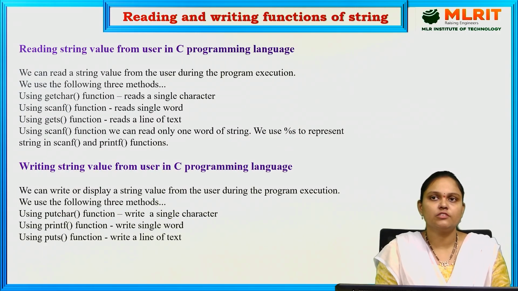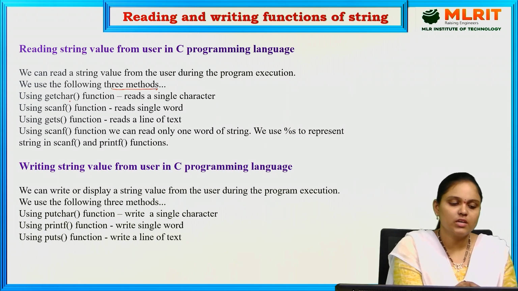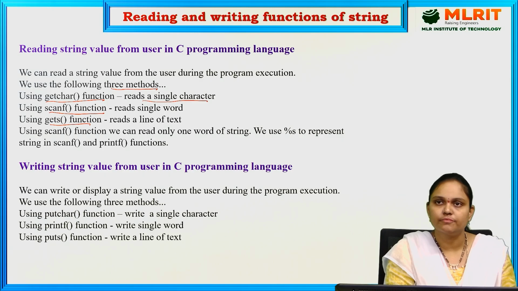Reading and writing functions of a string. Writing functions means displaying the string on the output screen. Here for the reading functions we have 3 methods: getchar function, scanf function, and gets function. The getchar function can only read a single character, so it comes under the character variable, only a single character it is storing. So how can we make it a string? By using the getchar function inside a while loop or for loop, we can read the entire string that we are giving.